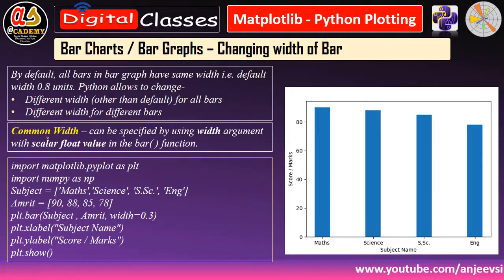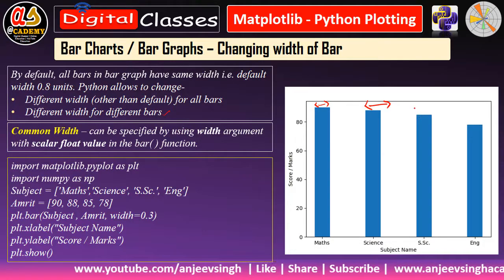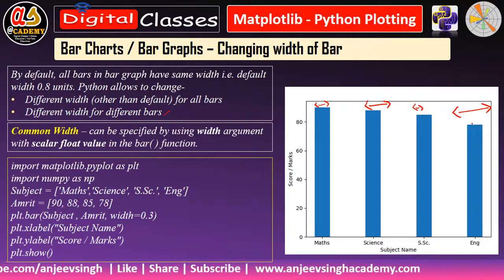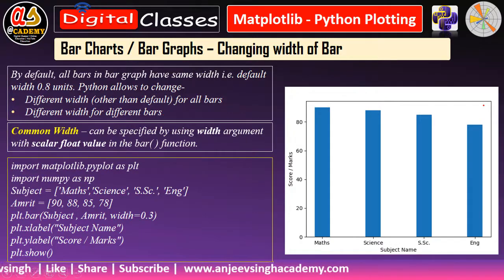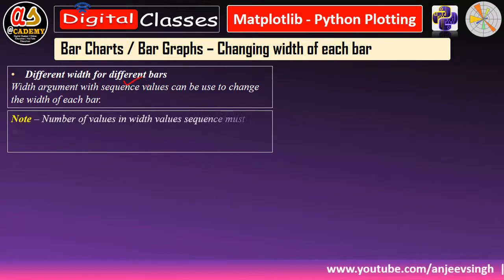Now this is about the common width. As I told you, you can decide different widths for different bars. Suppose I want their width to be this, this, this, and this. So how is it possible? This is also possible. So let's move on and understand how you can give different widths for different bars.